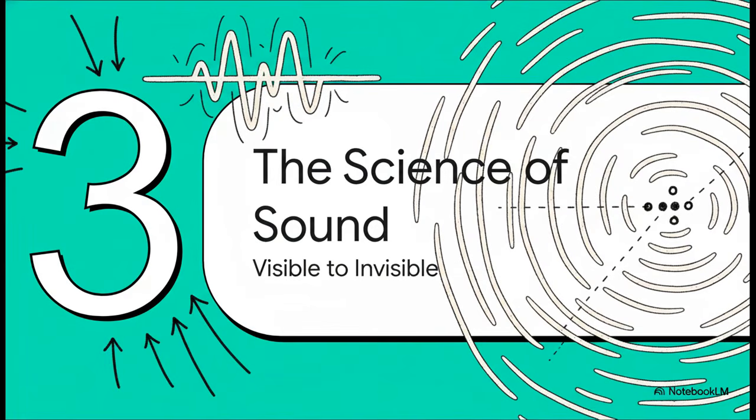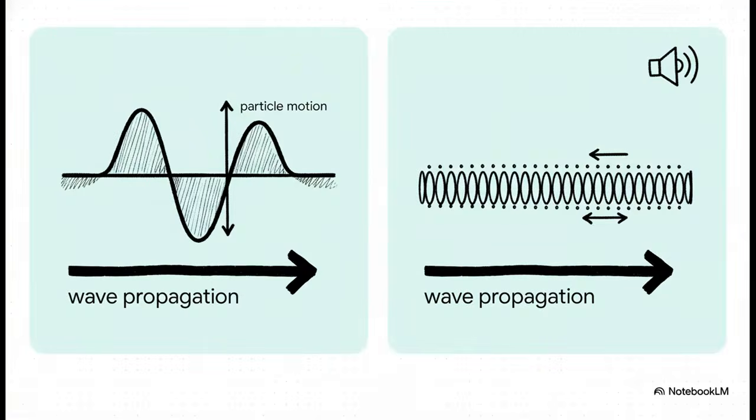Okay, so a wave on a string is great because we can see it, but what about something invisible, like sound? How does all this connect to what we're hearing right now? Let's make that jump from the visible to the invisible. Well, it comes down to a really crucial difference in how the wiggling happens.